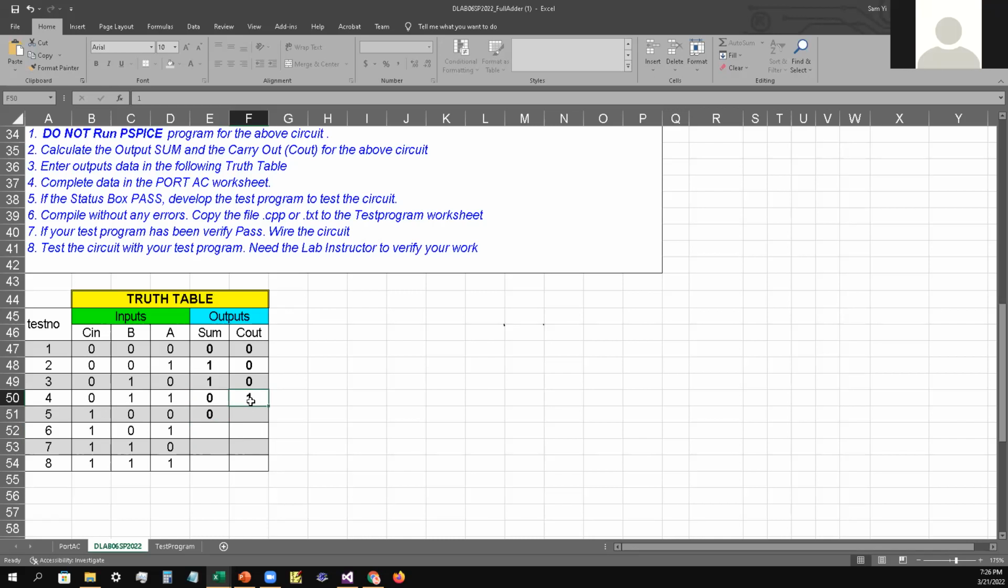And then number 5 is going to be 0 and 0 is 0. But then you got the carry in, that's 1, so therefore it goes directly to the output. Okay. And now you have 6, you have 0, 1, 0, plus 1, so that'll be 1, and then 1 plus a 1, that would be 0 or 10.